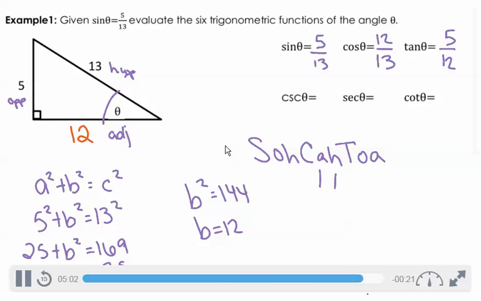To find cosecant, secant, and cotangent, sine goes with cosecant because remember, each pair needs a co. You're just going to flip the fraction, 13 divided by 5. Secant and cosine go together. There's just one co, 13 divided by 12. And then tangent and cotangent go together, 12 over 5.